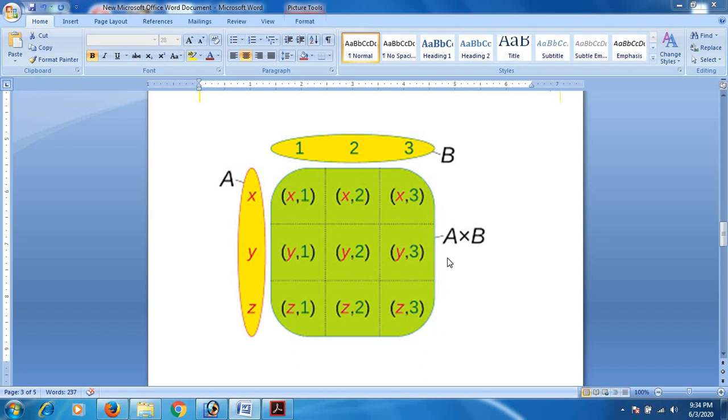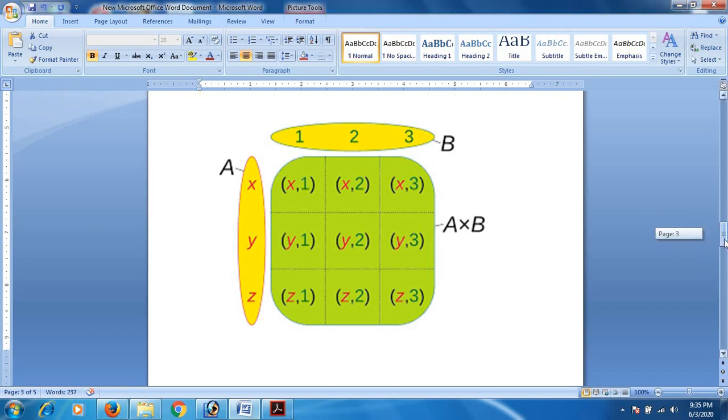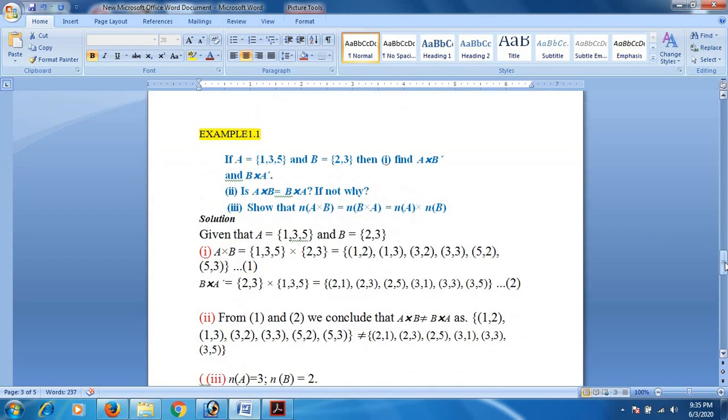If it is B cross A, we should write the B element first. For example, we should write (1, x), (2, x), (3, x). I hope you understood, students. Now let us see some of the examples from our book. If A equal to set of 1, 3, 5 and B equal to set of 2, 3, then find A cross B and B cross A.